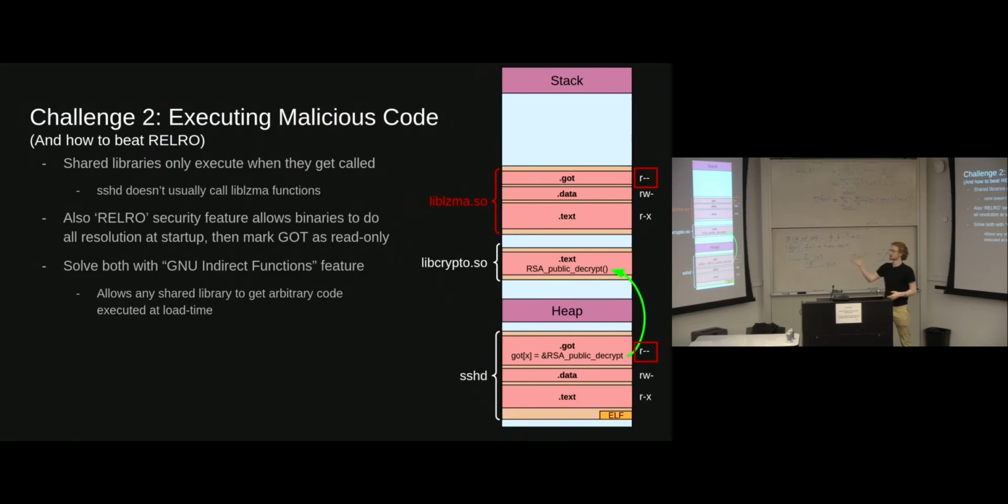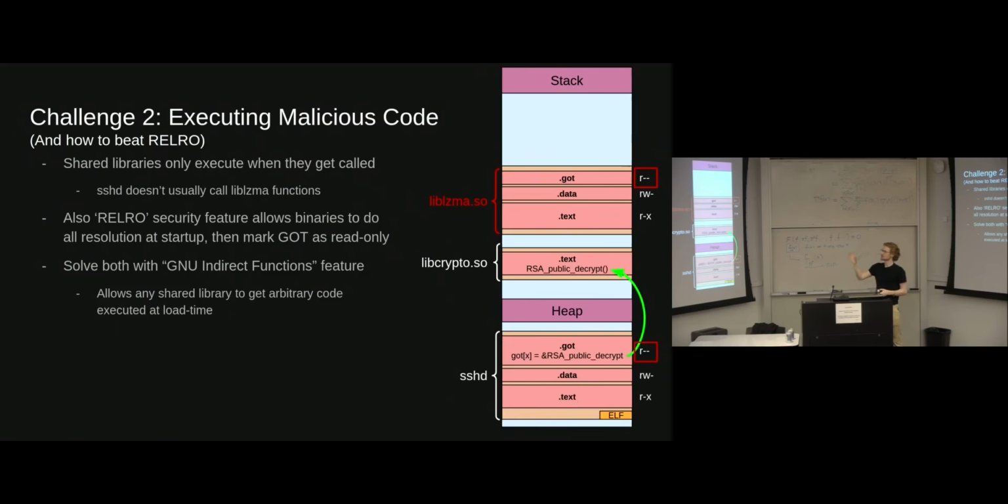This security feature, it's just a certain flag that you can set, forces the dynamic linker to do all of the resolutions immediately, right at the beginning, and fix up the global offset table before it calls any SSHD code, and then mark it as read-only. And so that throws a wrench in our problem, because even if SSHD calls our library, we can't modify the global offset table because it's marked as read-only, and just like the text section, if we try to write to it, our program will crash.